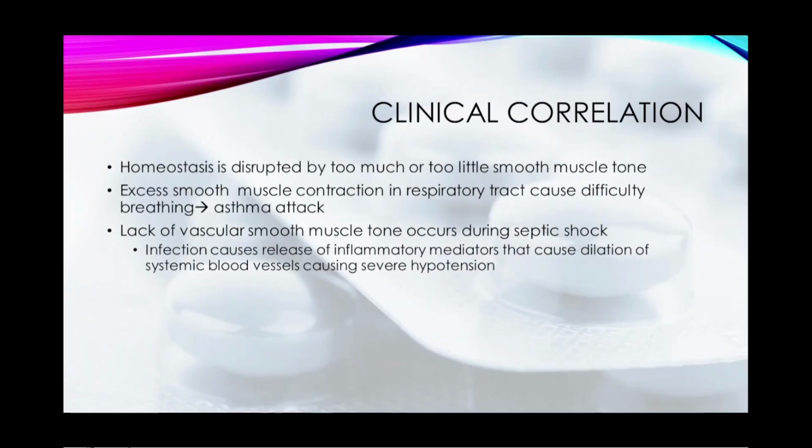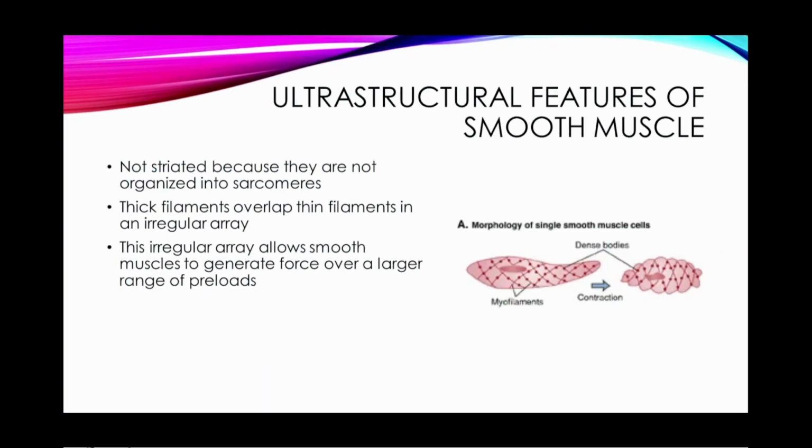So homeostasis is disrupted by too much or too little smooth muscle tone. If you have excess smooth muscle contraction in the respiratory tract, that's your asthma. Another example of a lack of vascular smooth muscle tone is septic shock. In this case, all those vessels are wide open. There's nothing holding them tight or constricted. All the vessels dilate, your pressure drops. That's why patients in septic shock have their blood pressure drop like crazy. There's no more tone telling that smooth muscle to contract and maintain the pressure in your system. So that's just an example of having too much or too little tone.